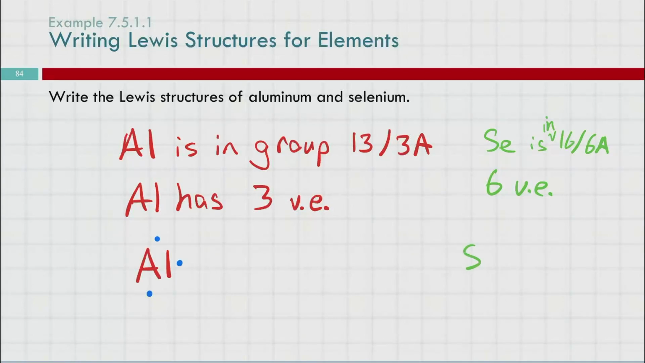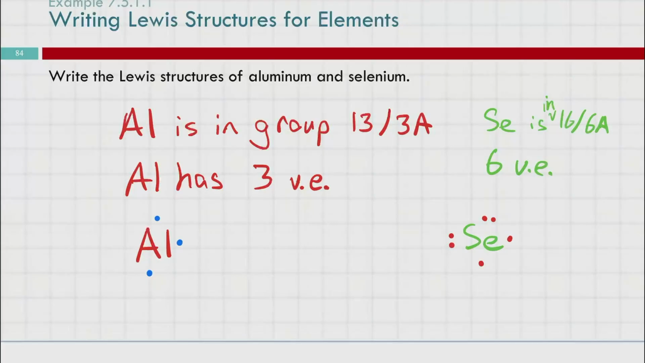So our symbol Se, and then we're going to add 6 electrons to the outside. We'll add them singly first, so we've got 4, and then we can pair them up. So that would be one correct Lewis structure for selenium. You can put the pairs in any of the 4 sides.